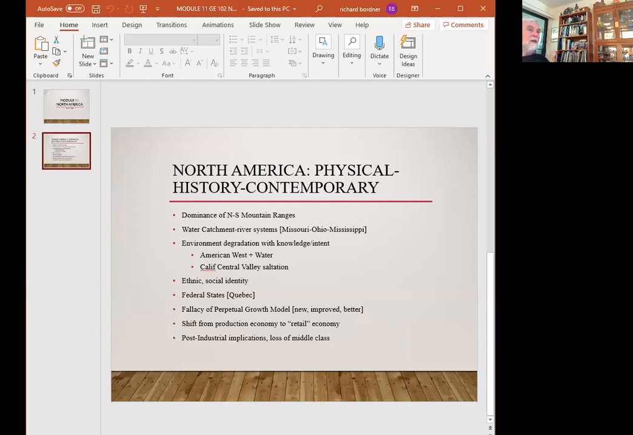So when you're looking at this area, that's one of the really key features, the absolute dominance of what we call the Rocky Mountains in terms of defining almost your entire climatic pattern.